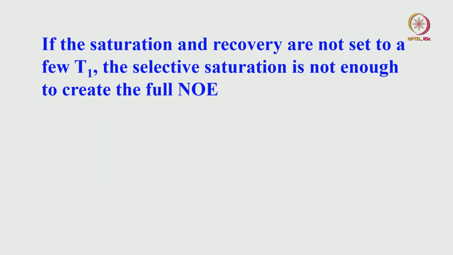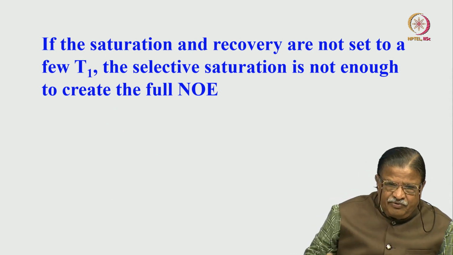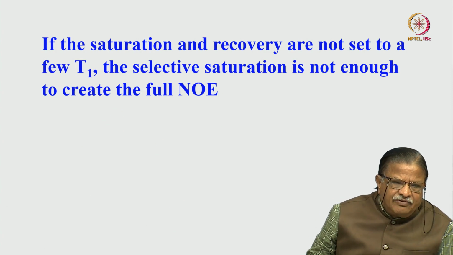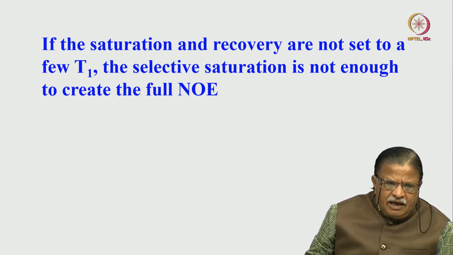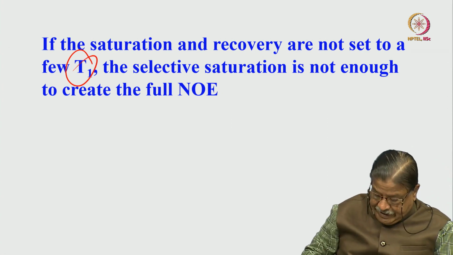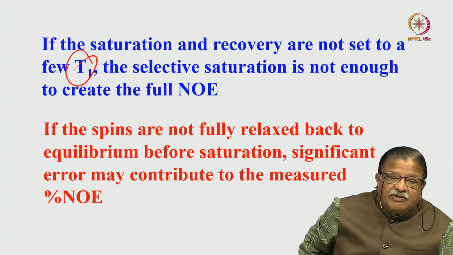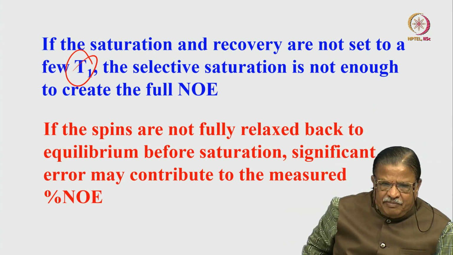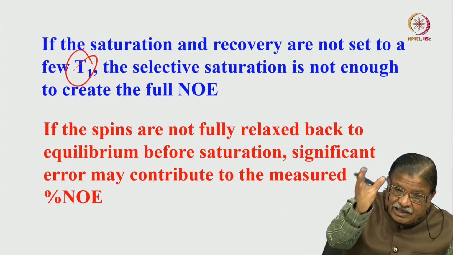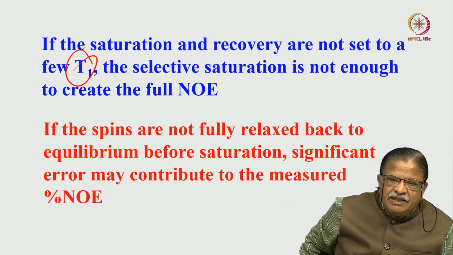Okay. If the saturation recovery is not set to a few T1, we have to set it for a few T1. Selective saturation is not enough to create full NOE. Of the order of several T1 you have to put. Normally, what we have to do is 5 times T1, otherwise spins would not have completely relaxed back. Saturation signal would not have completely attained equilibrium. Only after it attains equilibrium you have to apply a pre-saturation pulse. Otherwise, there will be error in the NOE.